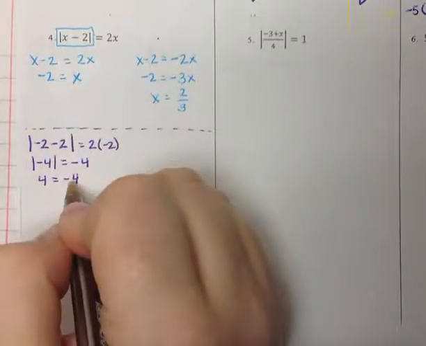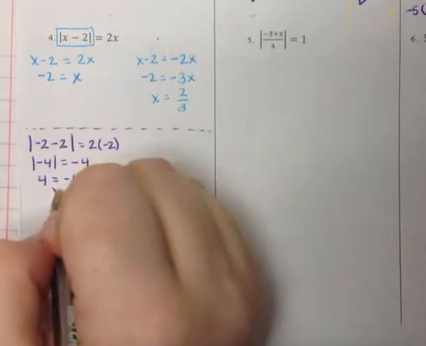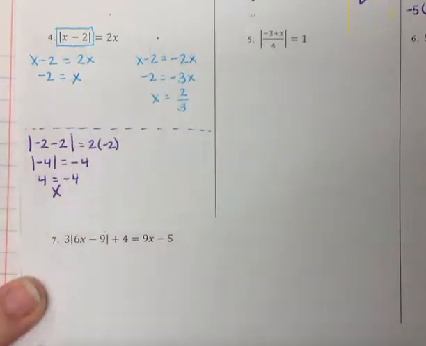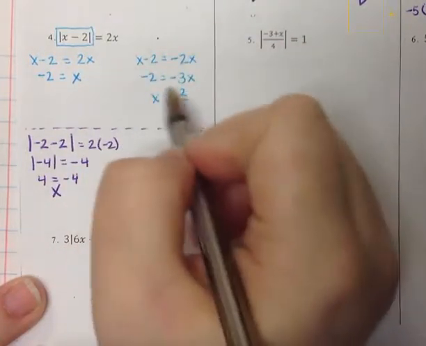Positive 4 and negative 4 are not the same. So this is not correct. So x equals negative 2 does not work. This is why we have to check our answers. So this will be an extraneous solution. So we have to check this one as well.